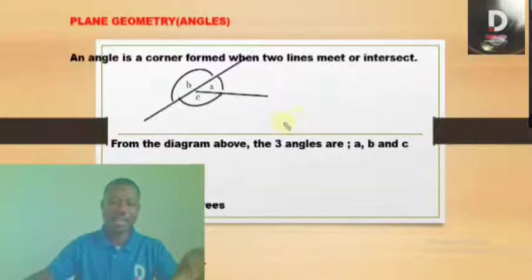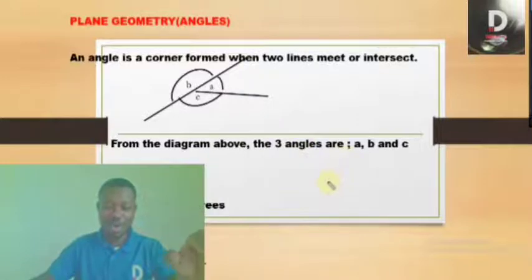So over here we can see some angles here. Angle A, B, and C. I've already explained this aspect of the work. So we can move on now.